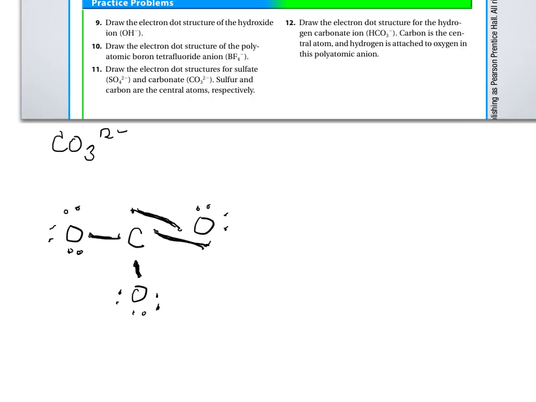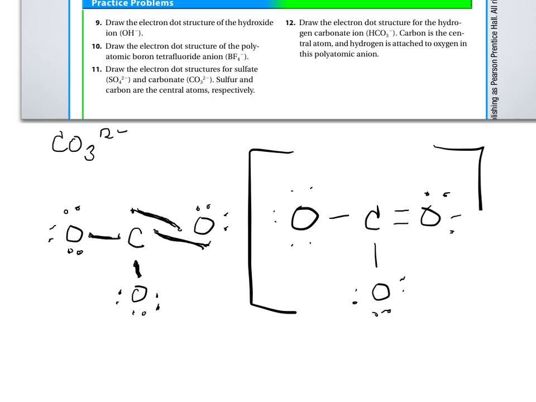So let's redo this. Always rewrite this when you're done. We're going to make a C with a double bond to O. We've got 4 unshared electrons there. We've got these guys here, these guys here, and we should put a charge around all of that.